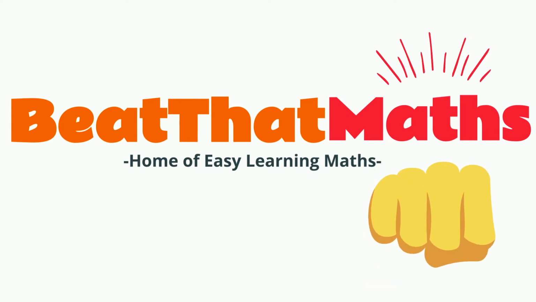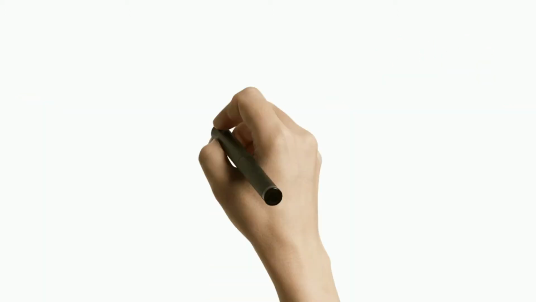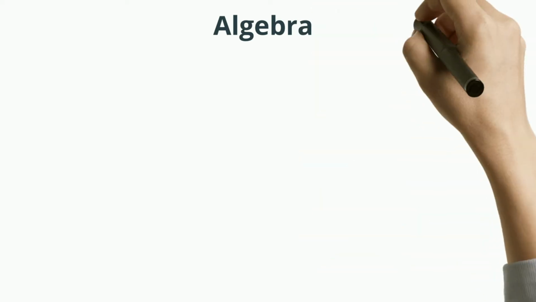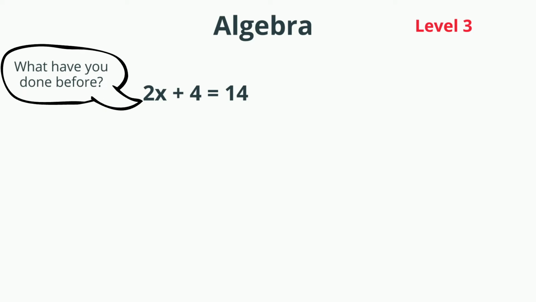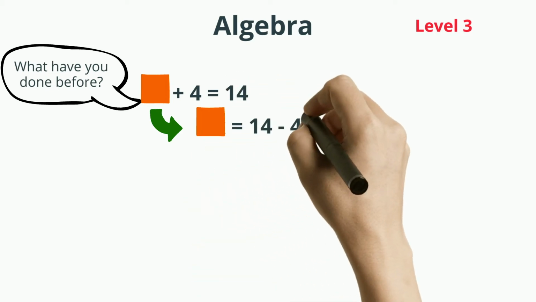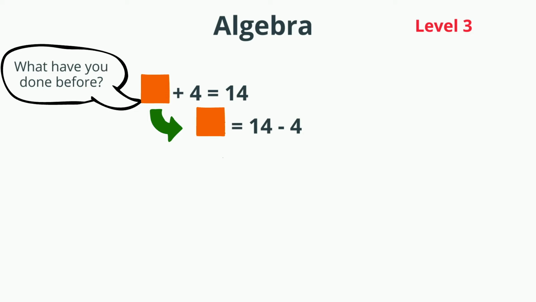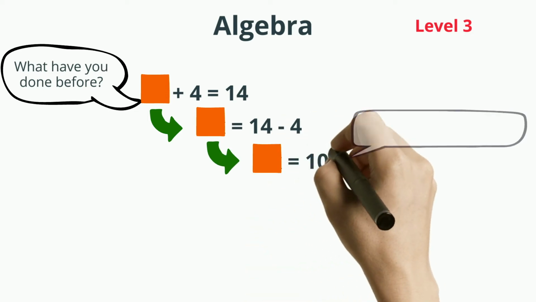Let's beat that algebra. Let's have a look at our very first example here. We've got the question 2x plus 4 equals 14. So we know the bit we've done before is the 2x. We're used to that from level 2. From level 1 we're also used to the idea of the plus 4 moving across to the other side to be minus 4. That means now we've got 14 minus 4 on the right side, and on the left side is 2x. So the 2x equals 10.